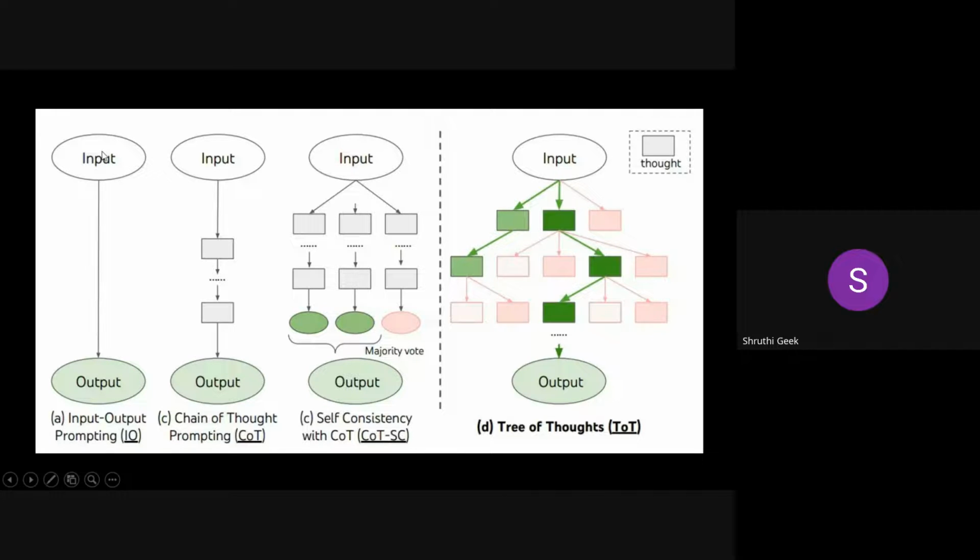The first one is standard prompting. As you can see, a single input and you just get an answer, the same one-line answer. Then you have chain of thought prompting, where you give an input and it tries to reason out, break down your problem into steps, and it gives an intermediate answer for each step, and then gives you a final output with a reasoning. Then comes self consistency with CoT.